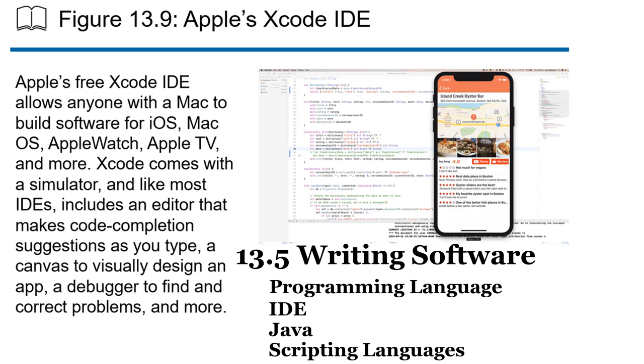The IDE will also compile a programmer's code, turning higher-level instructions to lower-level instructions. This process of converting a code into machine-readable form is known as compiling.